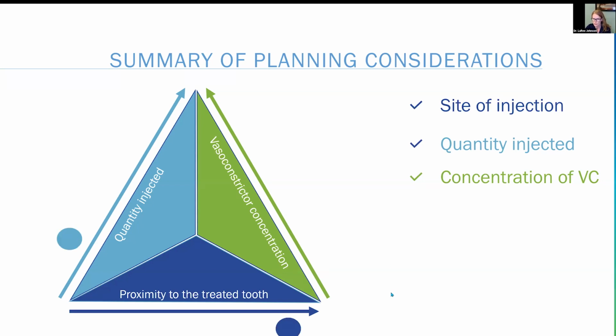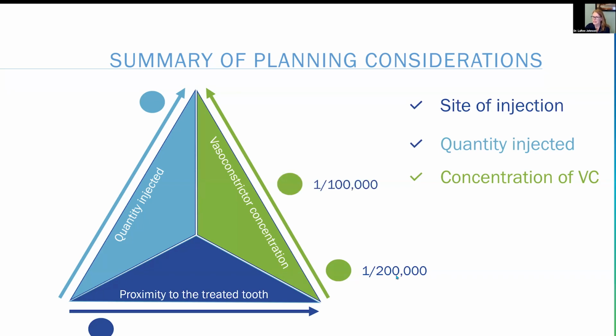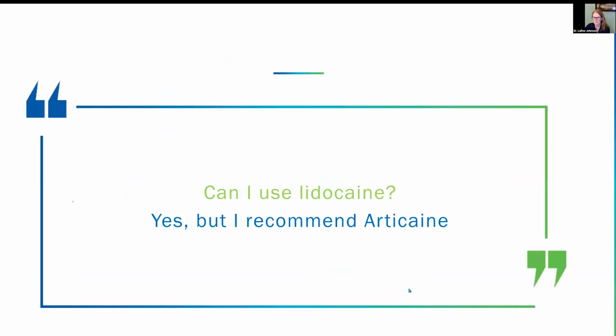The closer we are to the tooth, the less local anesthetic we need. The further we get away from the tooth, the more local anesthetic. Same thing with the vasoconstrictor. The further we are from the tooth, the less epinephrine, 1 to 200,000. The closer we get to the tooth, we can use 1 to 100,000.